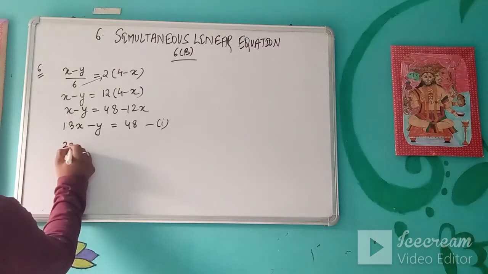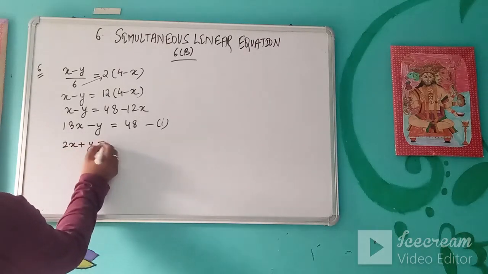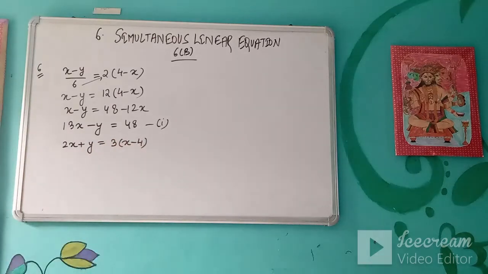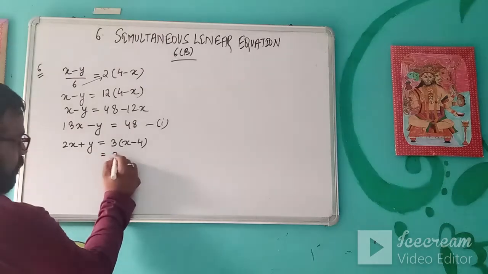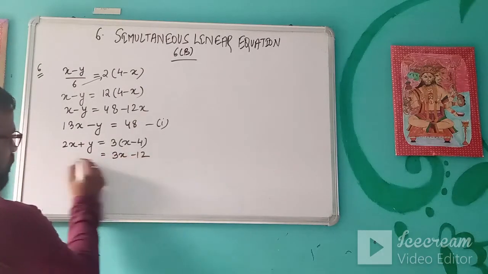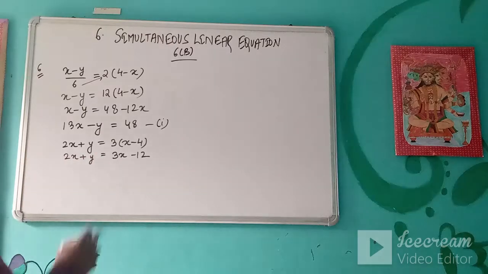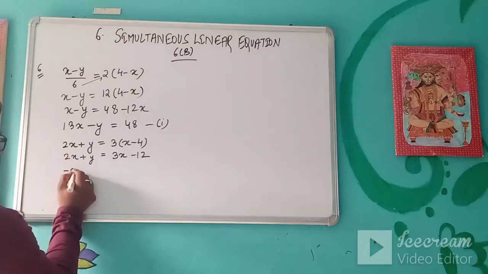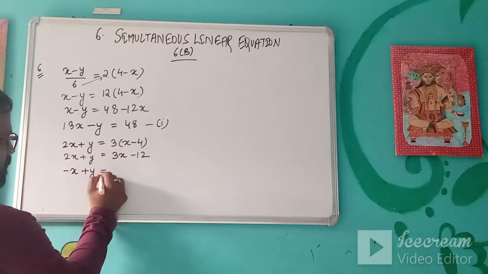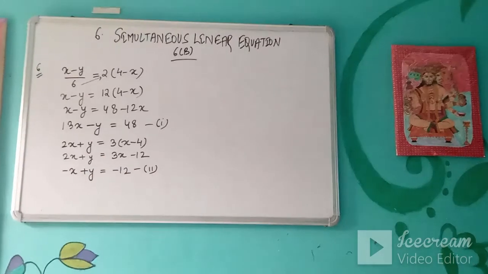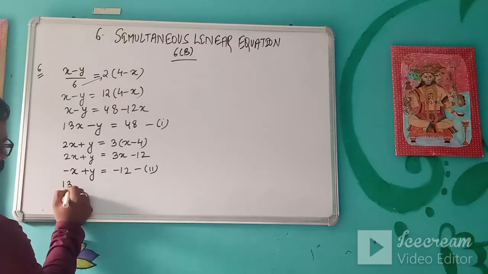Next, what is given? 2x plus y is equals to 3 into x minus 4. So this side we will solve, 3x minus 12, 2x plus y. Again I will take this here, it becomes minus x plus y is equals to minus 12. This is my second equation. So I will put these two equations together like this.